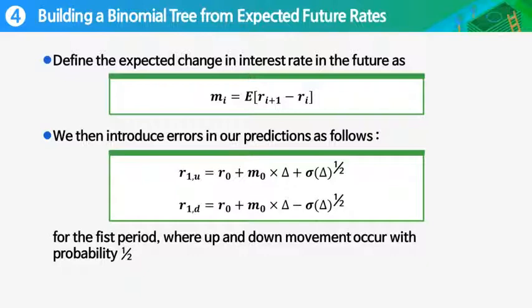And then we introduce error in our predictions as follows. So R1U equals R0 plus M0 delta plus sigma delta to the power of 1/2. M0 is expected change from today to 6 months, and delta is 6 months, so it is 0.5. And R1D equals R0 plus M0 multiplied by delta minus sigma root delta for the first period, when up and down movement occur with equal probability.